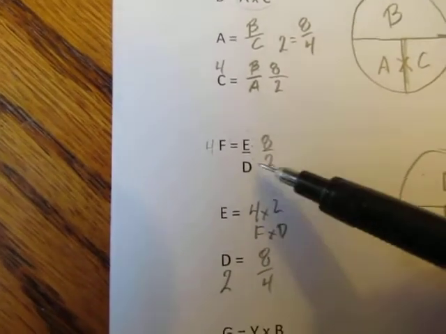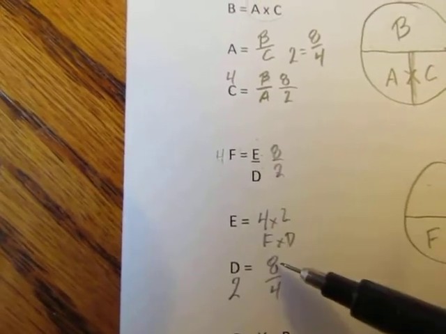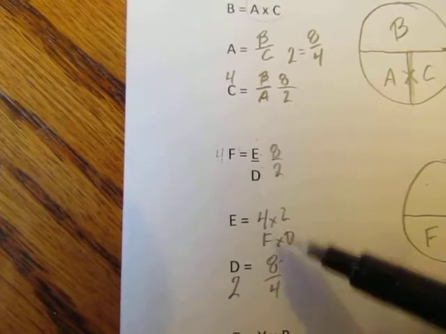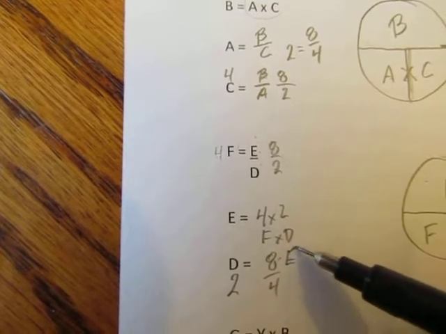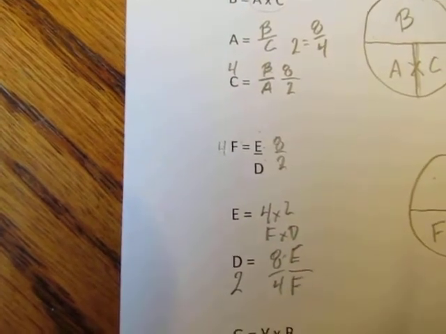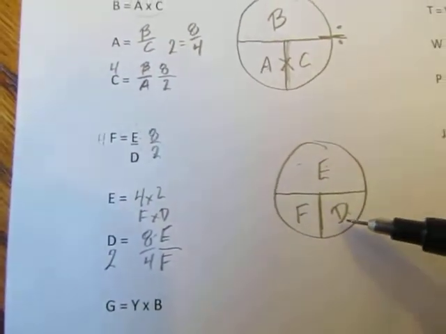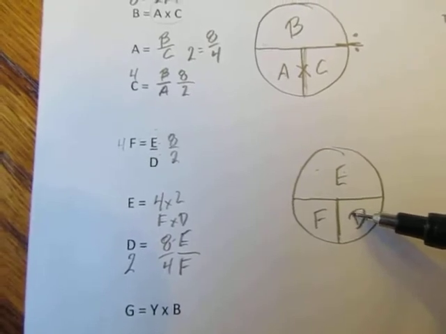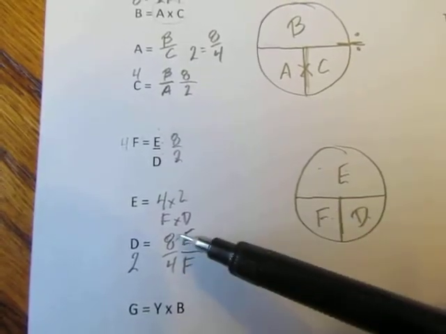Is it true that d is 2? Yes. Is it true that e is 8? So I'd have to put an e here. Yes. And is it true that f is 4? And we can prove that by coming over to our thumb chart, solving for d. We cover up d. d is e divided by f. And you can see e divided by f.